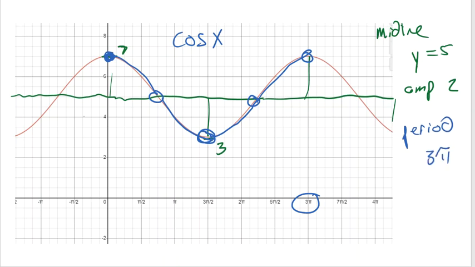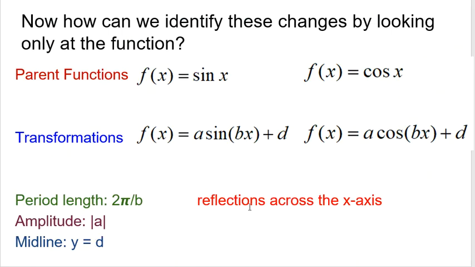So now that we understand what these changes to the amplitude, the period, and the midline look like graphically, let's talk about what they look like in the function. So we have the 2 parent functions. The parent functions start out as sine of x, just generically sine of x, and cosine of x. And remember, way long ago, we did a lesson on parent functions where, for example, the parent function for a parabola is just x squared. And then we take that x squared and we move it, right? And that's, again, where the transformations come in.